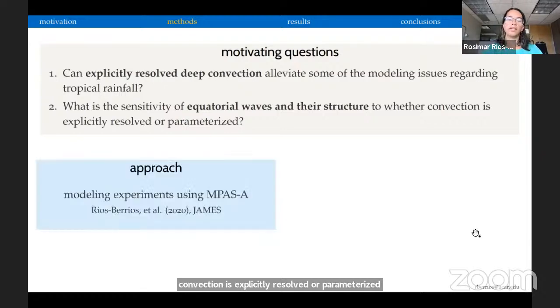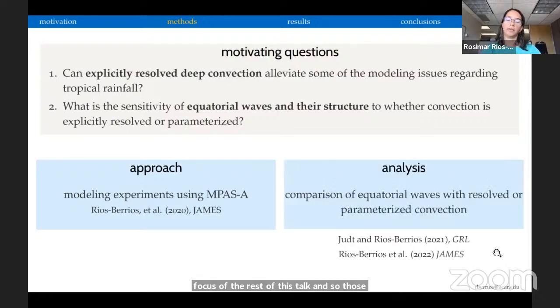To address these questions, I'm using modeling experiments with the Model for Prediction Across Scales, or MPAS. I don't have to tell this group what MPAS is, but just briefly, I'm looking at both simulations of past dates that have been produced by other colleagues at NCAR, as well as idealized experiments, and those are going to be the focus of the rest of this talk. Those modeling experiments are going to be analyzed by comparing equatorial waves with resolved or parameterized convection to understand the difference between those two frameworks.